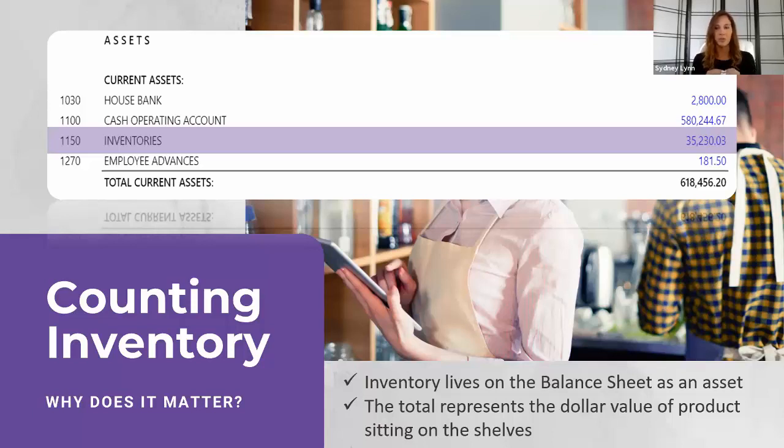So now that we actually know where inventory is represented on your financial statements, and what consists of that entire inventory, I guess the question is, why does this really matter? So Brian, let's dive into that a little bit more.